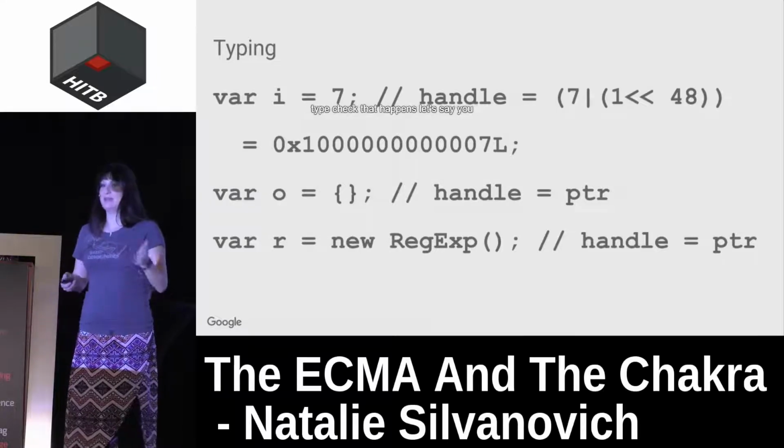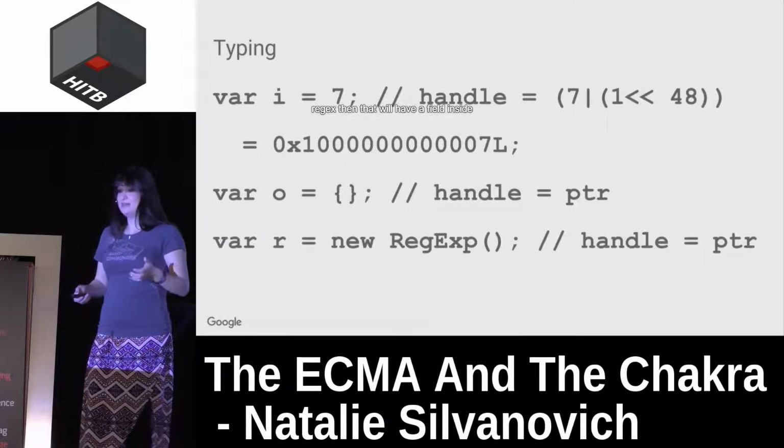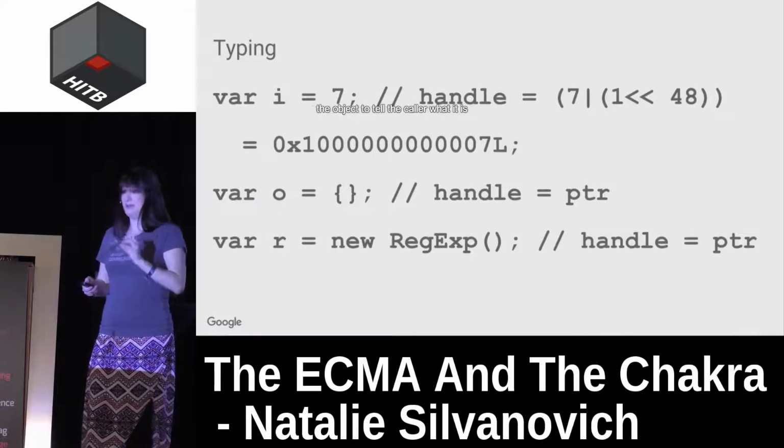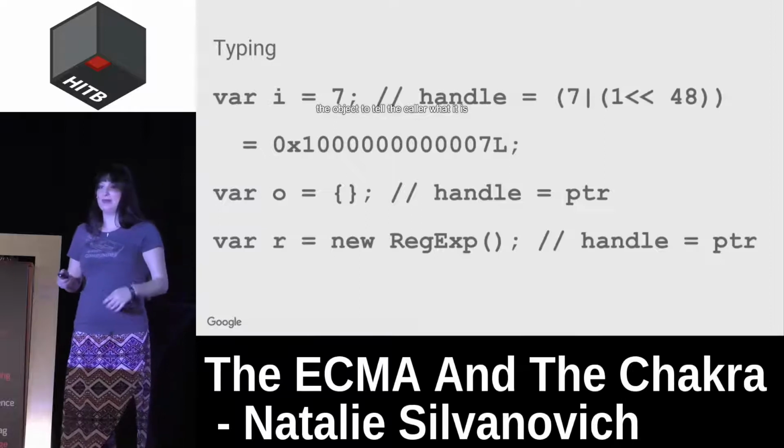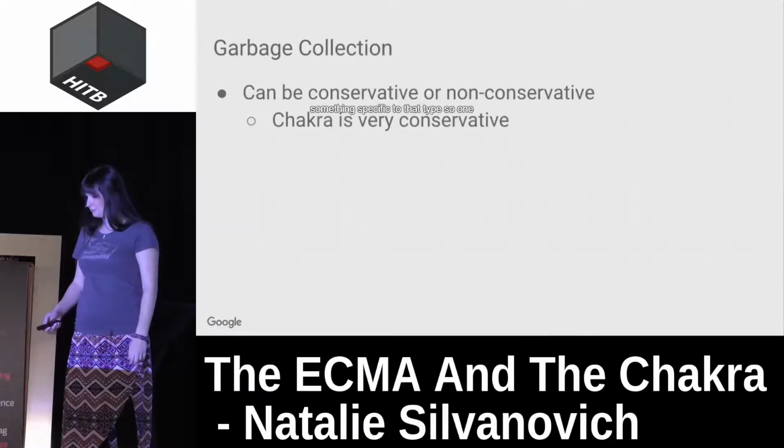Then there's a second type check that happens. Let's say you need to do something that's just on a regex. Then there will be a field inside the object to tell the caller what it is, and that needs to be manually checked in the script engine every time you do something specific to that type.